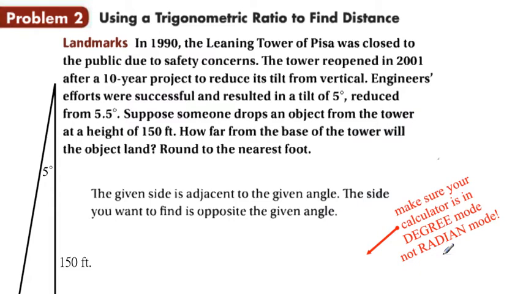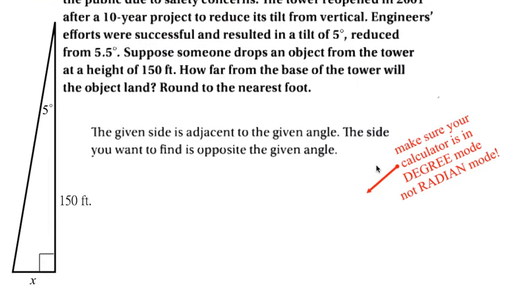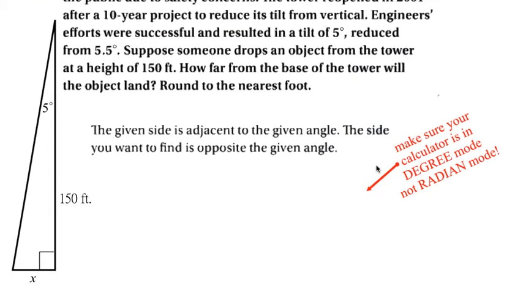Alright, so here's another example using trig ratios to find distance. And this one is a landmark with the Leaning Tower of Pisa. They have actually done some work on that and were able to obtain a correction of 0.5 degrees in the Leaning Tower of Pisa.